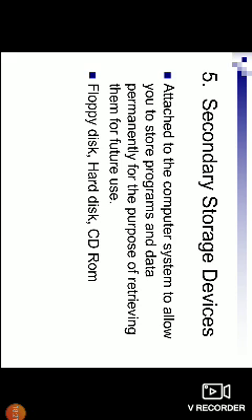Next, secondary storage devices. They are attached to the computer system to allow you to store programs and data permanently for the purpose of retrieving them for future use. A secondary storage device stores the information or data permanently. In the market we have different types of storage devices: floppy disk, which is old, and next a hard disk, CD-ROM, Blu-rays, and pen drives. These come under secondary storage devices.